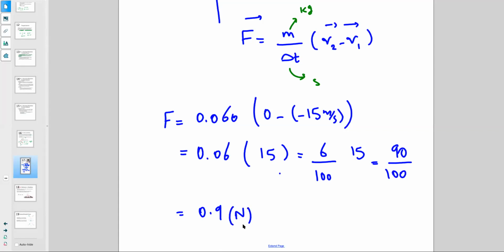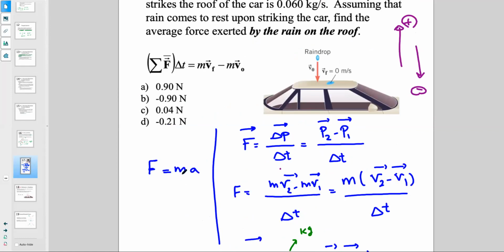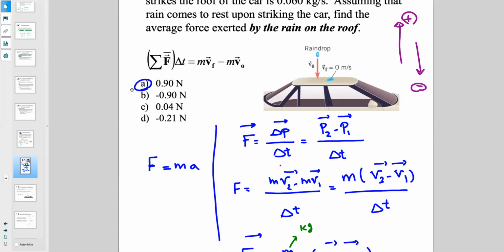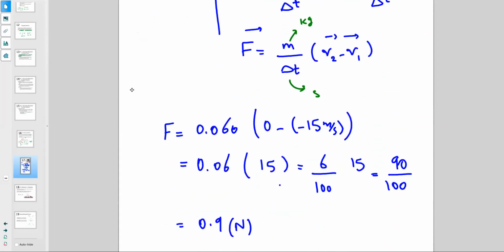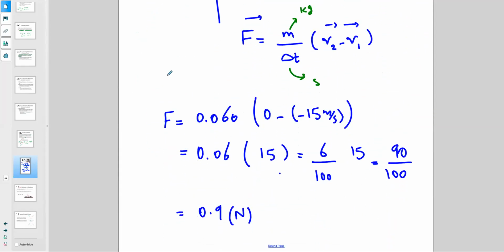Of force. So this would be that. Now, so in each second, the average force is 0.9 newtons being applied from the rain to the roof of the car.